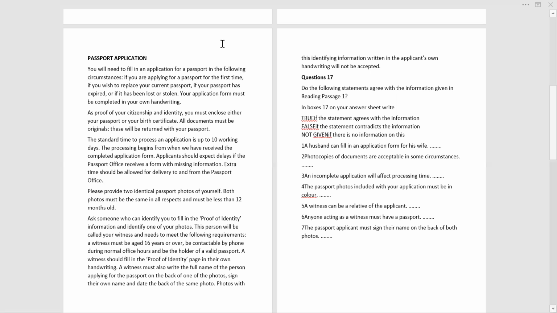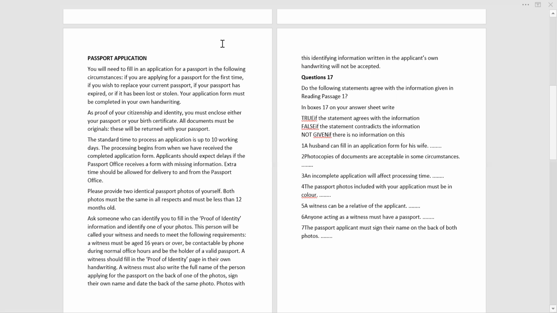Sign their name where? On the back of both photos, right? And if you see here, they are saying a witness should fill in the proof of identity page in their own handwriting. A witness must also write the full name of the person applying for the passport on the back of one of the photos.